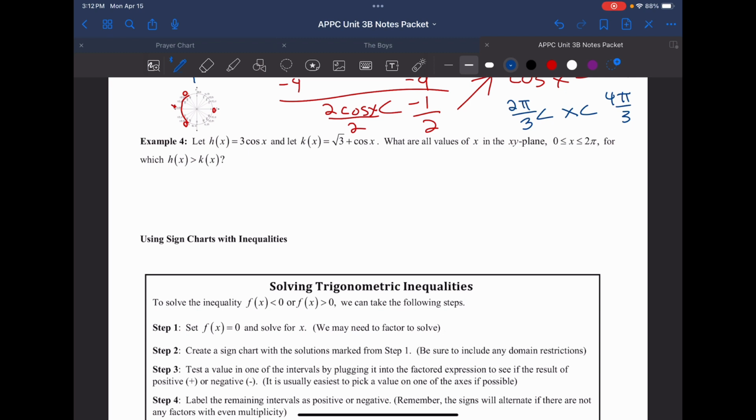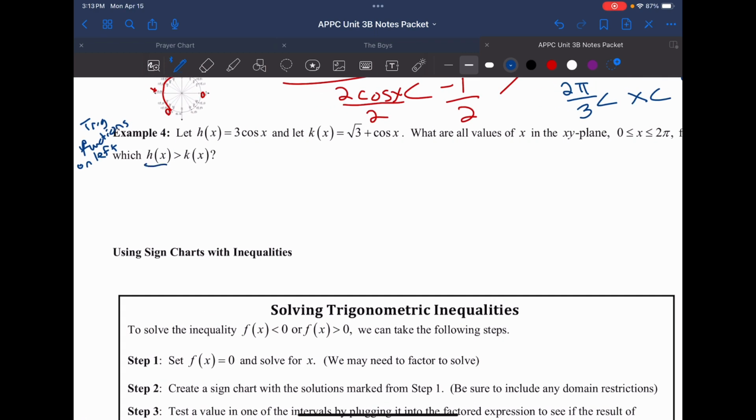Now let h of x equal that, and k of x equal that. So right here, remember, you're always going to try to get your sine and cosine on one side. So trig functions on left. I'm always going to try to get my trig values on the left. So let's write h of x first. h of x is 3 cosine x is greater than k of x, which is here, square root of 3 plus cosine of x. So this right here is just a weird looking constant, so I'm going to subtract cosine x on both sides.